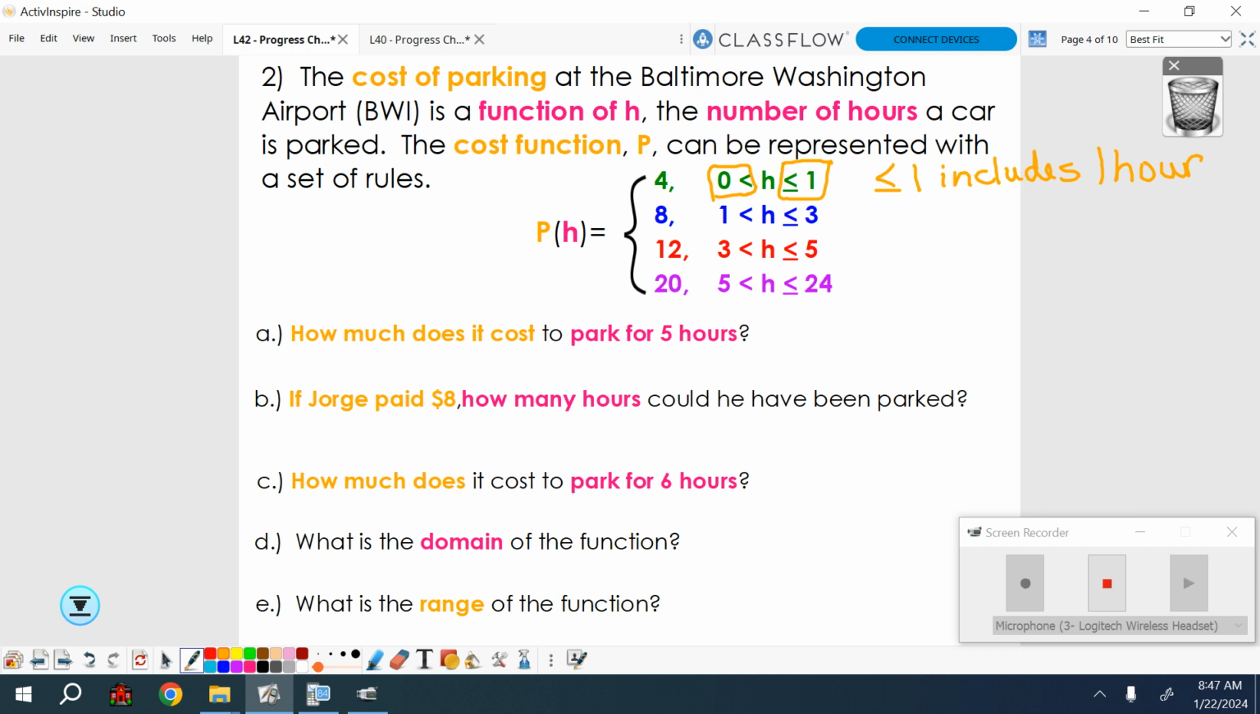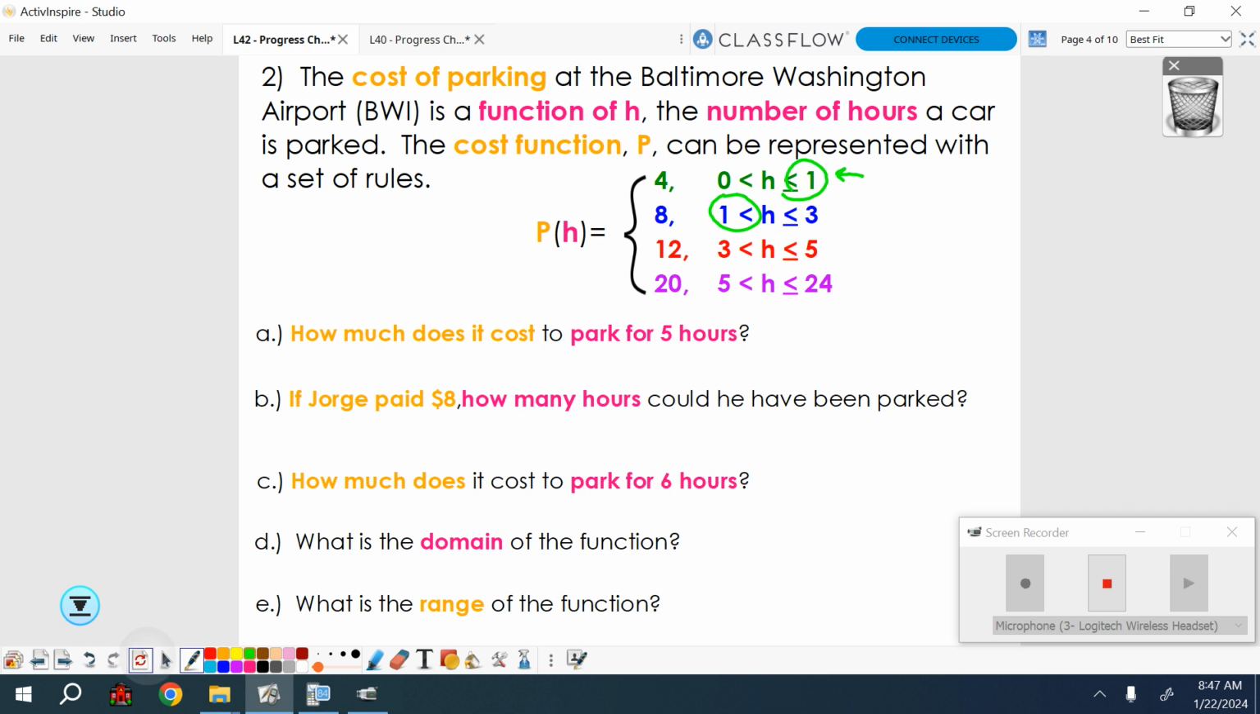Now in this second time period right here, there's no equal to sign on the 1. So that means more than 1 hour and up to and including 3 hours. So that's important for you because anytime you're asked about an amount of hours that's listed twice, you're always going to go with the value that has the equal to sign with it because that's where it's included.